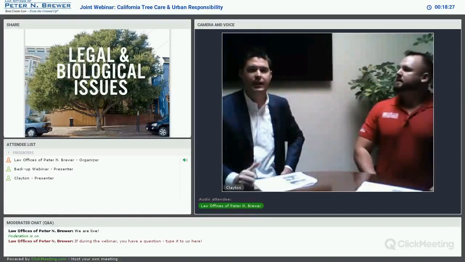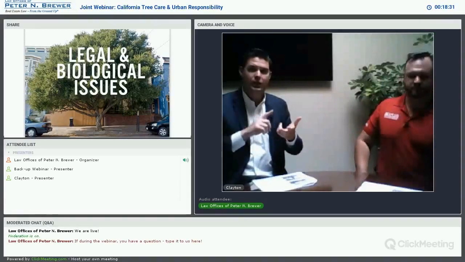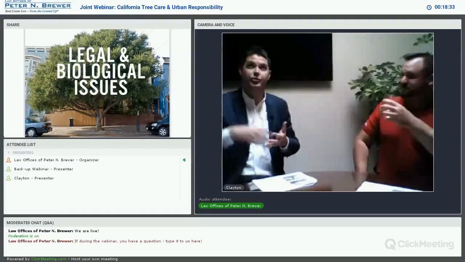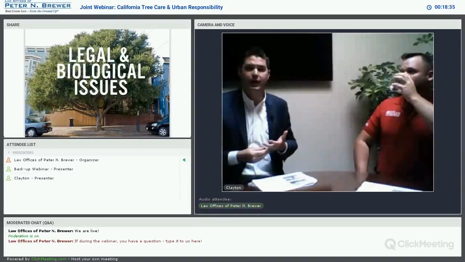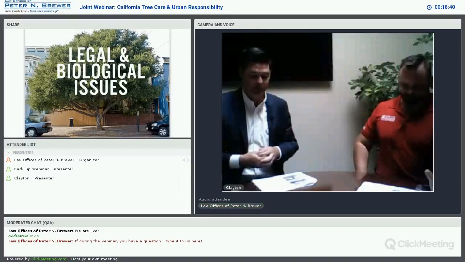Well, one of the big ones we get is tree roots. The three we get are tree roots, tree pruning issues, if you want to prune your neighbor's tree because the branches are overhanging your yard, and lastly, leaves. Leaves falling in people's yards can be a nuisance.